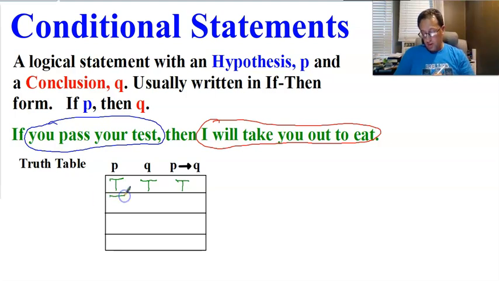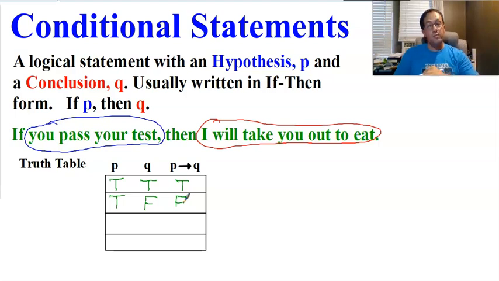You really do pass your test, so we have a true hypothesis, but then I don't really take you out to eat because I can't afford to take all of you out to eat. There's a lot of you. All right? And so now, was I telling the truth when I said, if you pass the test, then I'll take you out to eat? No, I was a liar, liar, pants on fire, right? Didn't do it. So this is a false statement. I lied to you. Sorry.